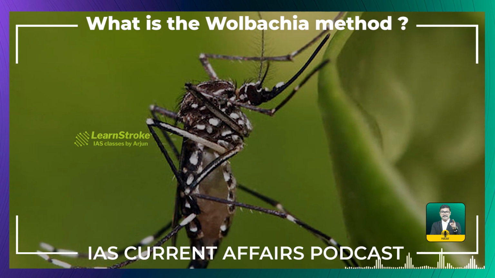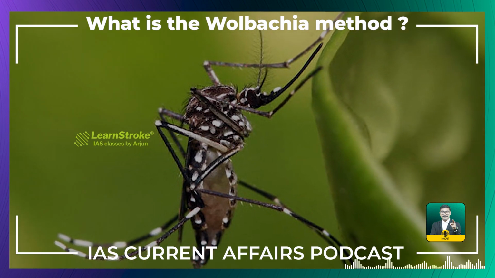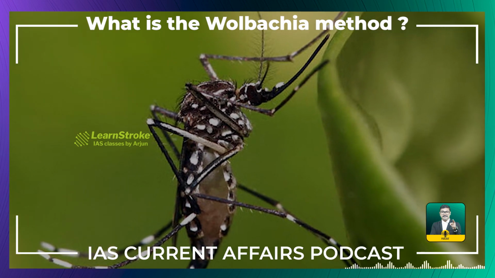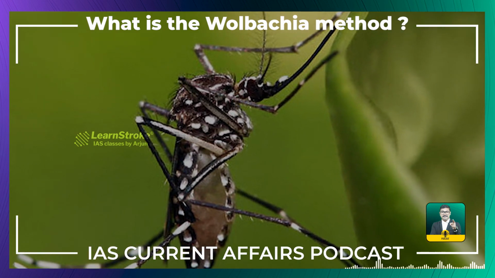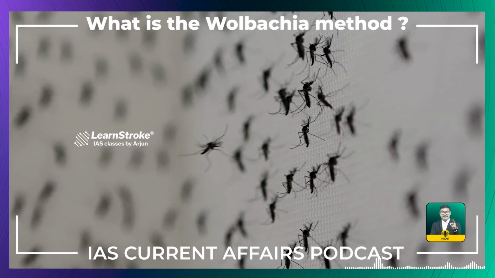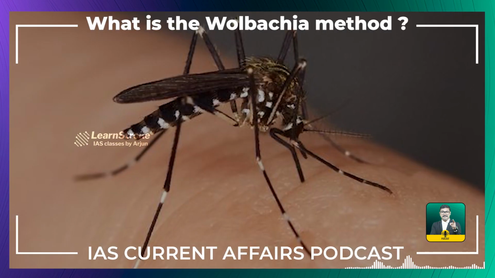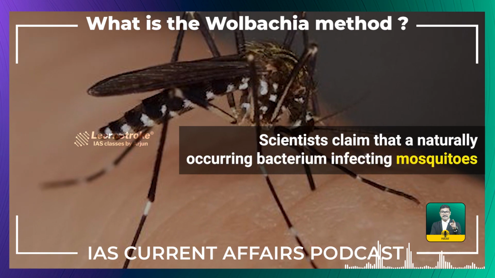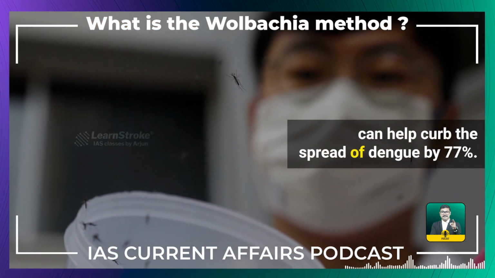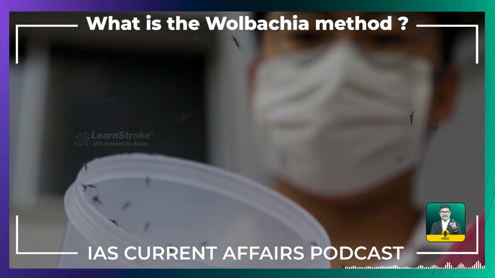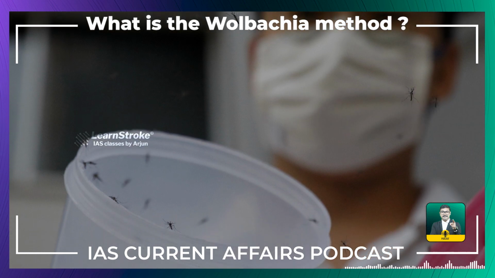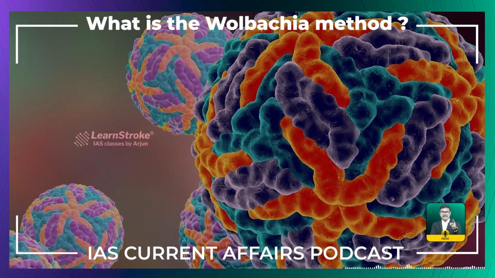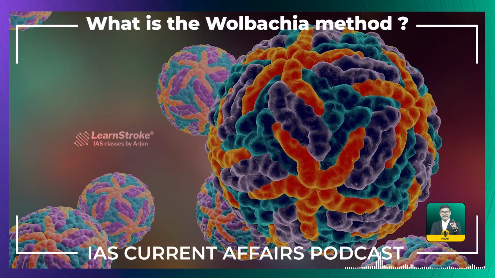Now, the Wolbachia infected mosquitoes breed with their wild counterparts, which results in a growing percentage of the bacterium in those mosquitoes. This is known as the population replacement strategy. Scientists claim that a naturally occurring bacterium infecting mosquitoes can help curb the spread of dengue by 77%. The claim was based on a randomized trial in Indonesia. The researchers suggest that it could help cut dengue incidence.